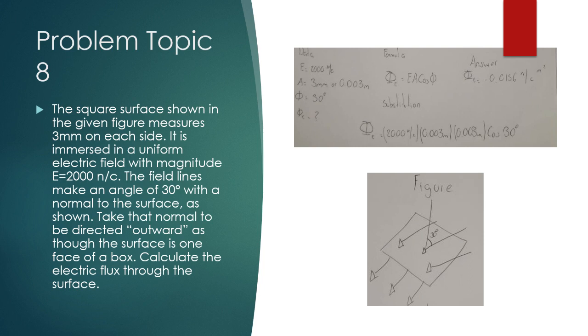The data given to us is E equals 2000 N/C, A equals 3 millimeters or 0.003 meters, and 30 degrees of angle. The formula we are going to use is the next. The substitution and answer are shown in the video.